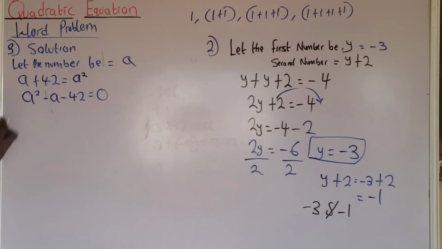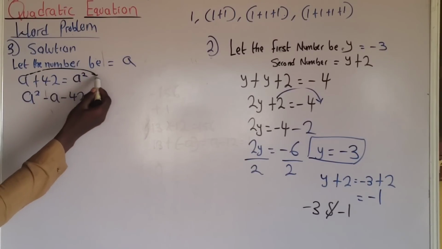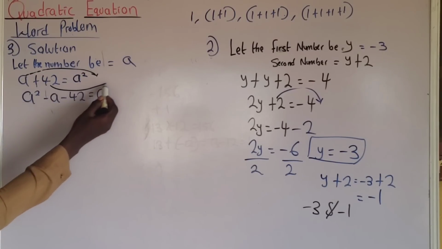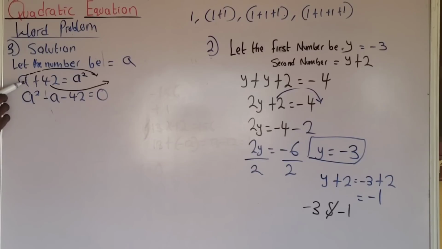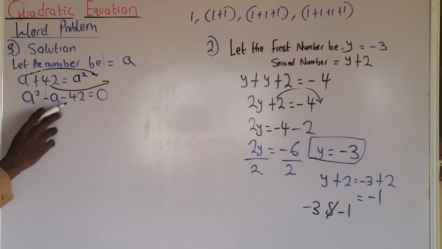Look, I just moved this A to the other side of the equation, and I moved this 42 to the other side of the equation. So if this A crosses the equals sign, it's going to change to negative. So I have negative A. If this positive 42 crosses the equals sign, it's going to change to negative. So I'm going to have negative 42. Do you understand? Equal to 0. Now, how do we solve this question?